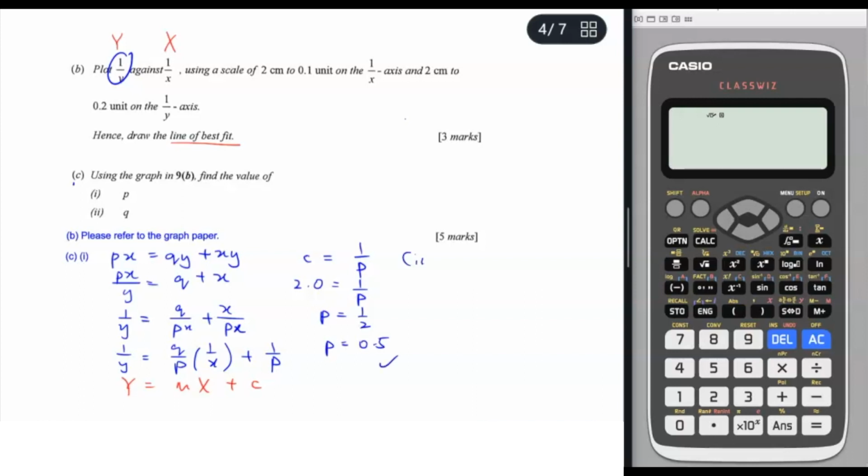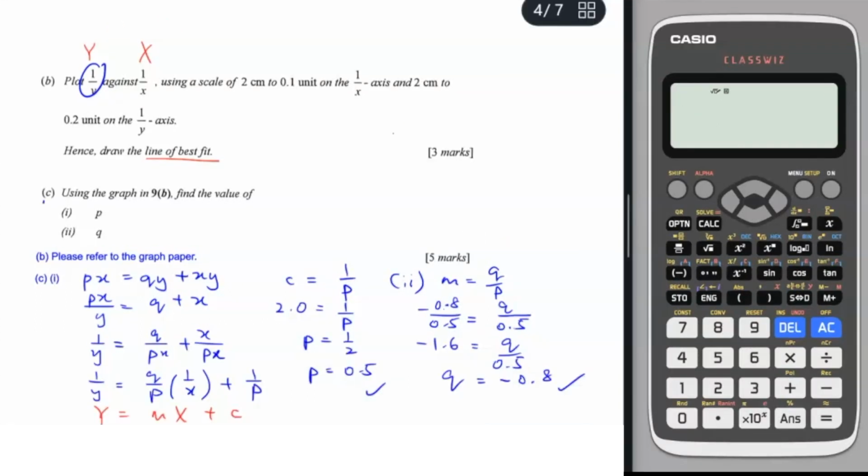And then in order to find Q, we refer to the gradient. So Q over P is M. Just now we got M as negative 0.8 over 0.5... sorry, negative 1.6 equals Q over P, and P is 0.5. Just sub it in. So here will be negative 1.6 equals Q over 0.5. To find Q, I use 0.5 times negative 1.6. So I will get negative 0.8, and that's the answer.